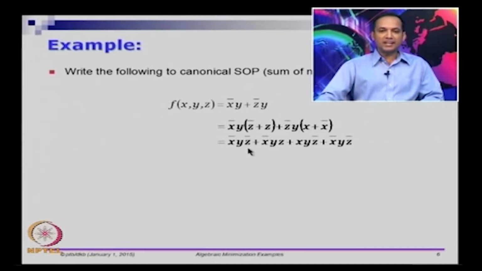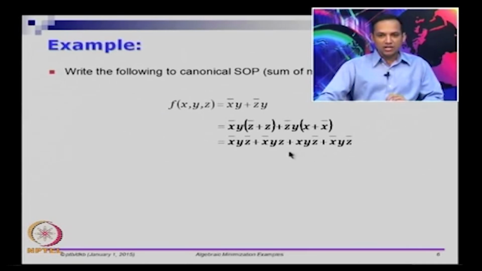Now this line is just expanding it, so you will take x bar y into z bar, so that is here, x bar y and z is that is here, then z bar y x, the terms are rearranged because we know that logical AND is commutative, so this is x y z bar, and finally x bar y z bar, that is here. So now it looks like we have 4 terms and each of these terms have x, y and z in them. So the question is, is this canonical?